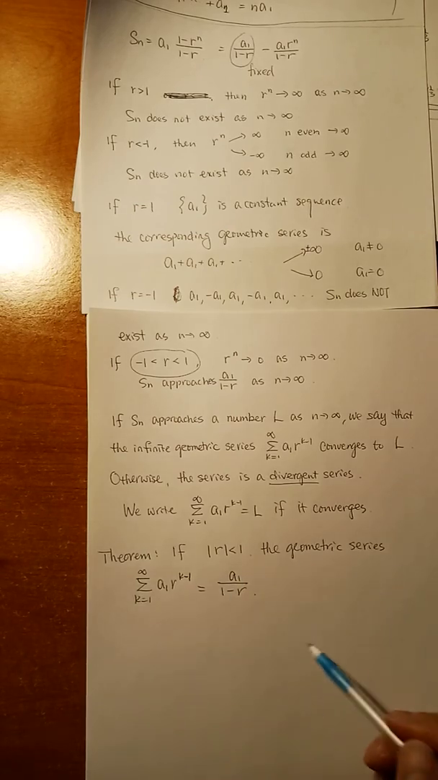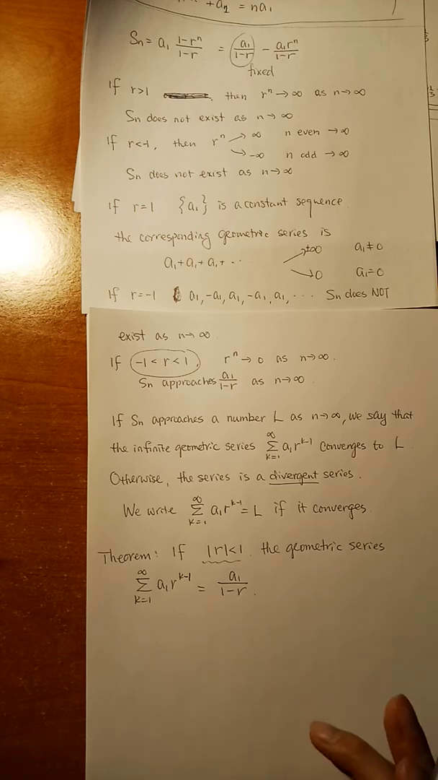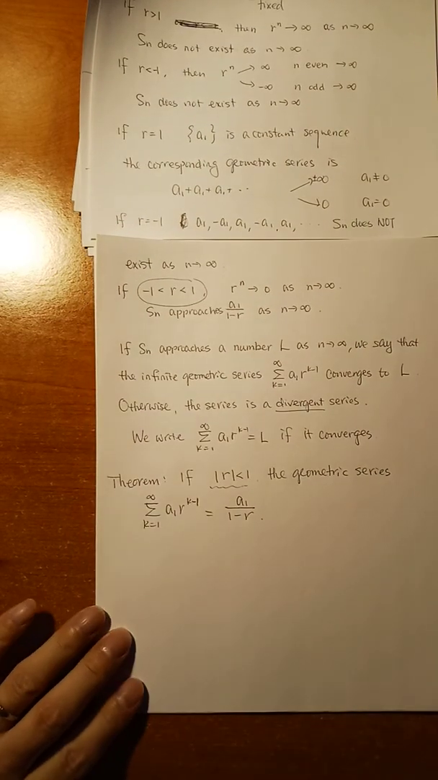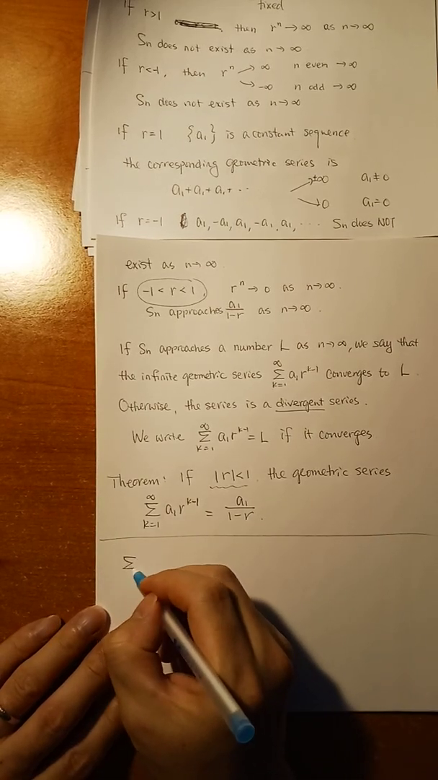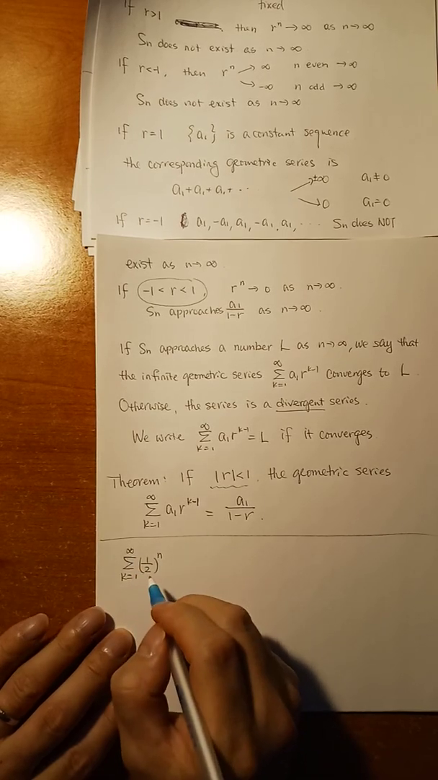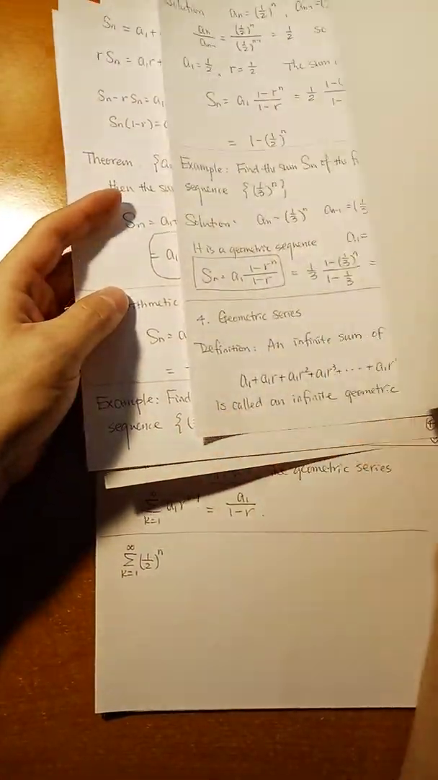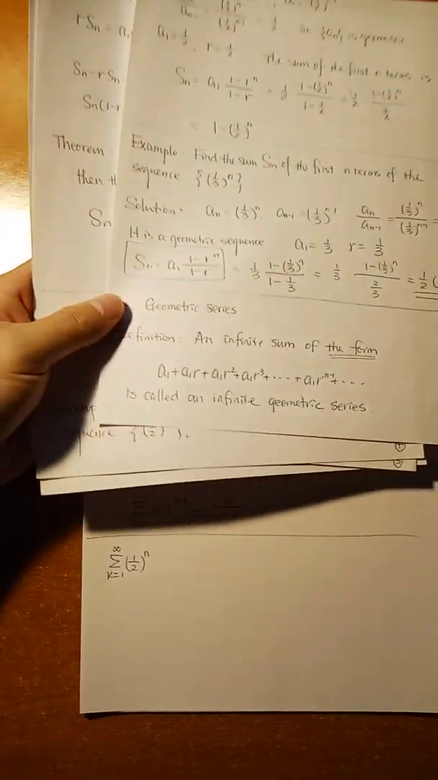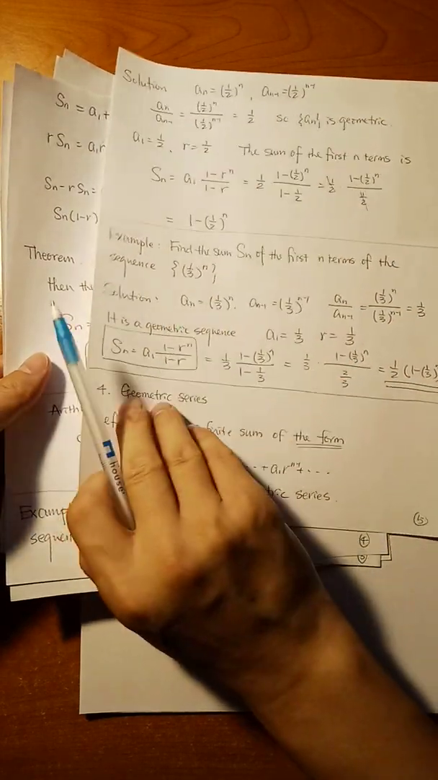So this convergence or divergence property is totally determined by the value of r. The initial term, the first term a1, does not matter. Okay? So for example, remember this example, we had it somewhere. Where? Yes, we had it here. This one. We check here.